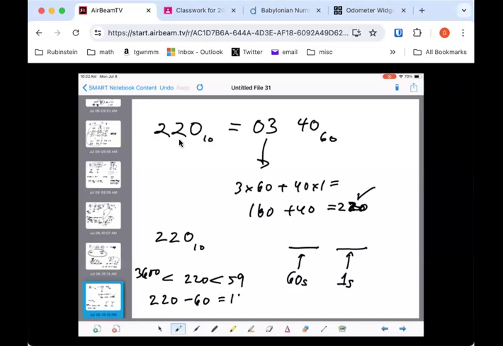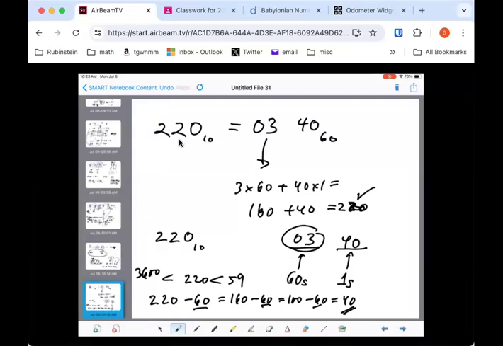220 minus 60 is 160, and then subtract 60 away from that, 100, and then subtract 60 away from that, and get 40. And you can see that there were 3 60s I had to subtract. Basically, 220 is between 180 and 240. So the 3 60s, and then the 40 is kind of the number that's left over. But that method is only good if these answers are small numbers.